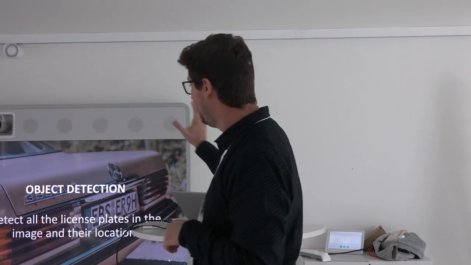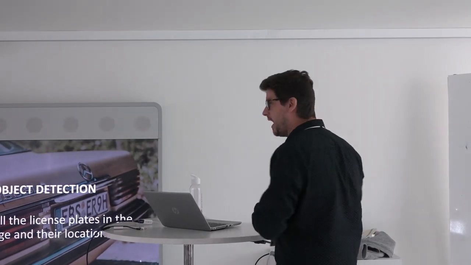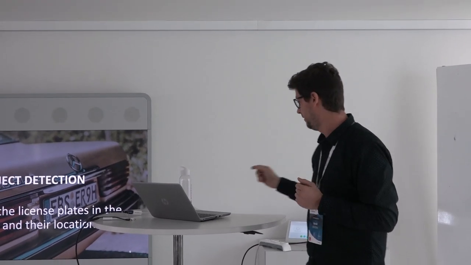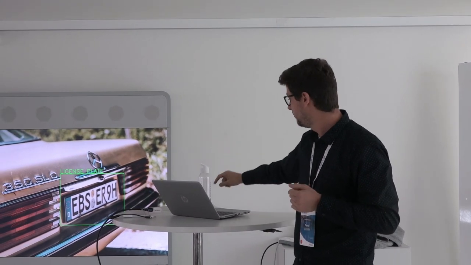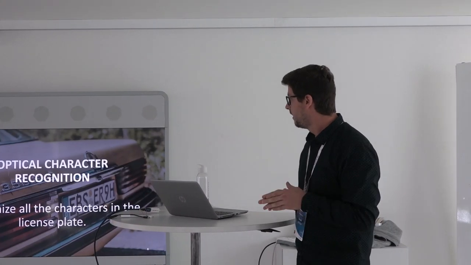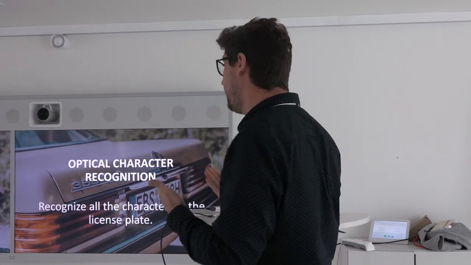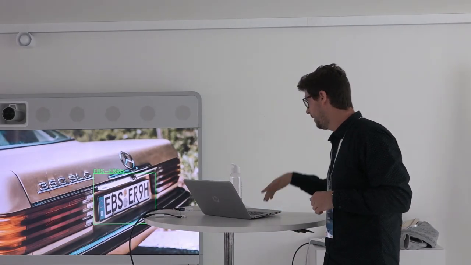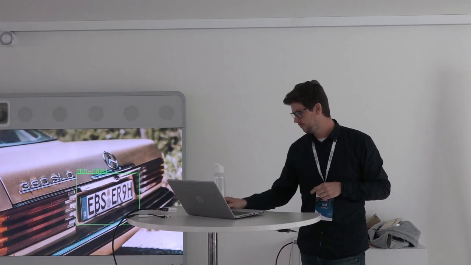So we detect all the license plates in the image. But I don't know what license plate it is. It's only a license plate in there. Here's the detection. And then I have to recognize all the characters that make that license plate. So in this case, that's the example.